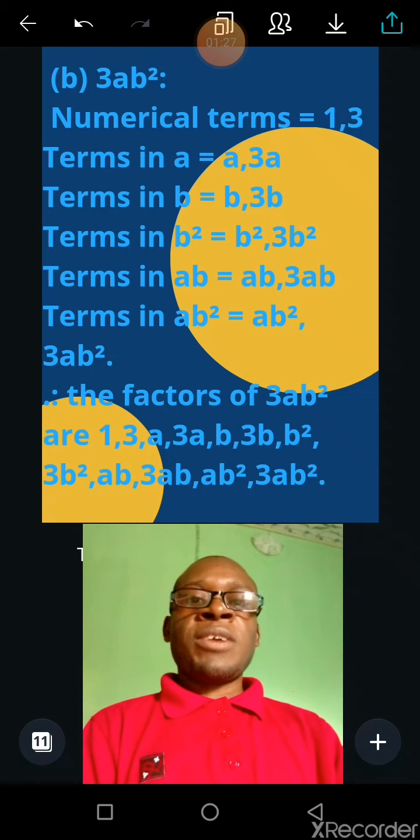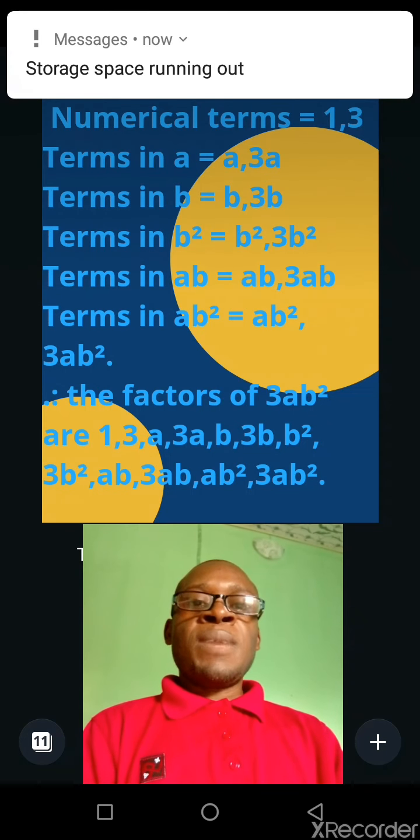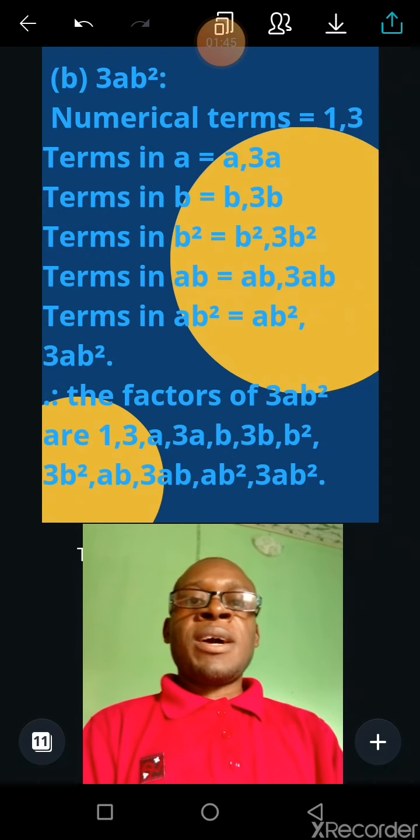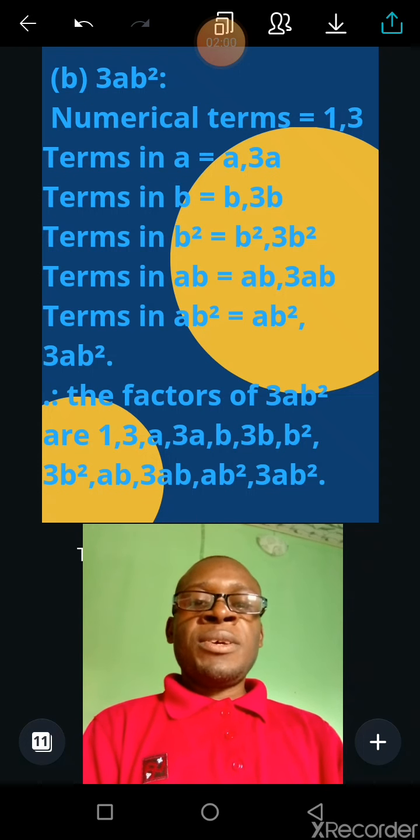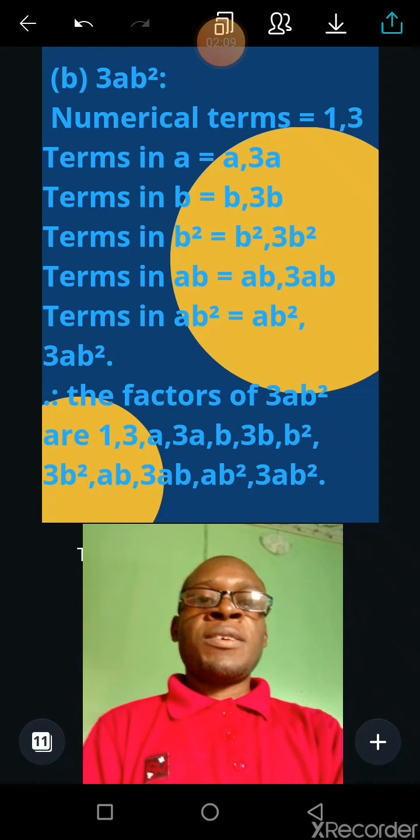B. 3ab squared. The numerical terms are 1 and 3. Terms in a: a and 3a. Terms in b: b and 3b. Terms in b squared: b squared and 3b squared. Then terms in ab: ab and 3ab. We also have terms in ab squared: ab squared and 3ab squared. Therefore, the factors of 3ab squared are 1, 3, a, 3a, b, 3b, b squared, 3b squared, ab, 3ab, ab squared, and 3ab squared.